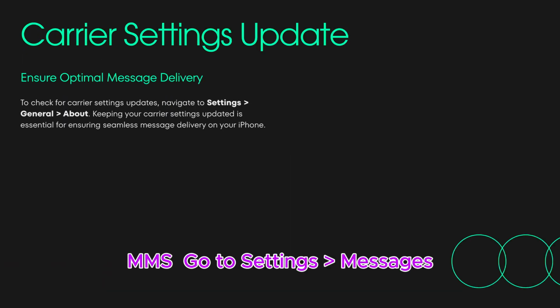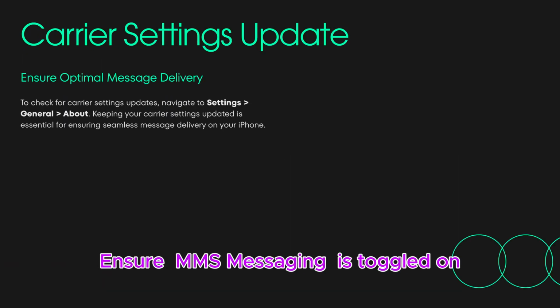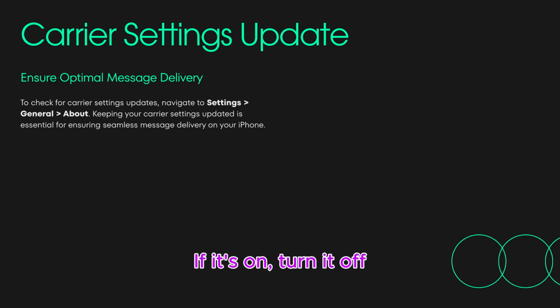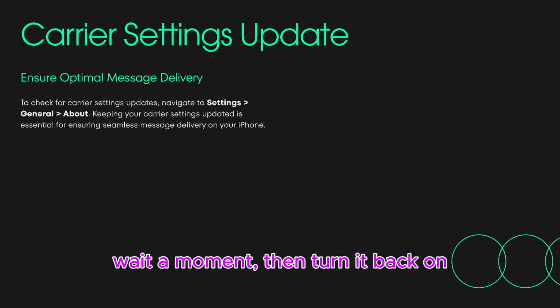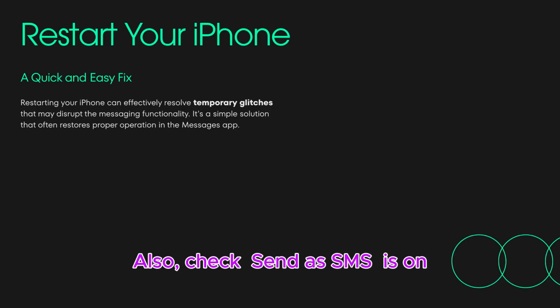Go to Settings Messages, ensure iMessage is toggled on. If it's on, turn it off, wait a moment, then turn it back on. Also, check Send as SMS is on.